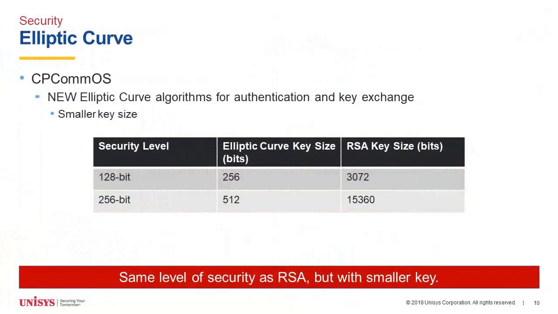New with Release 18, ClearPath OS 2200 will deliver the option to utilize elliptic curve algorithms for both authentication and key exchange. Elliptic curve use is increasing in popularity due to its ability to provide the same level of security as RSA algorithms, which are available in previous releases as well as Release 18, but with a smaller key size. As you can see here, to obtain 256-bit security, you would need an RSA key size 30 times larger than that of a comparable elliptic curve key.